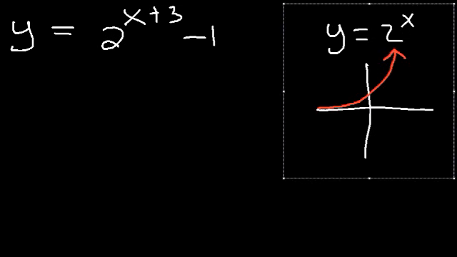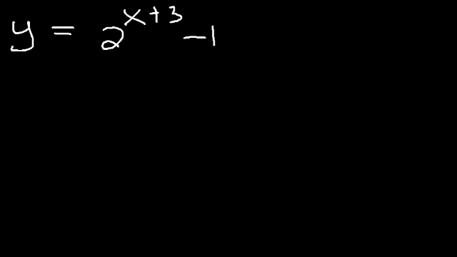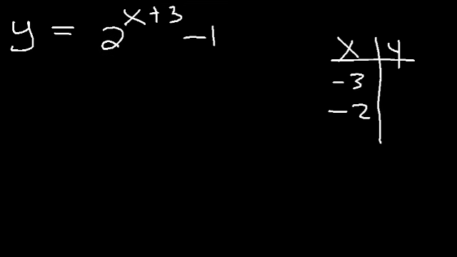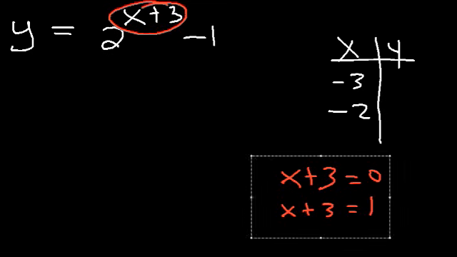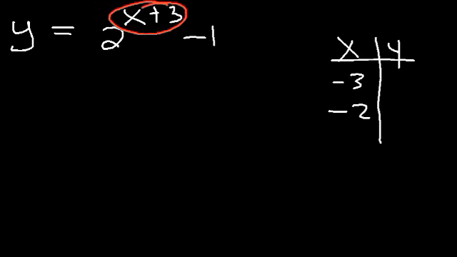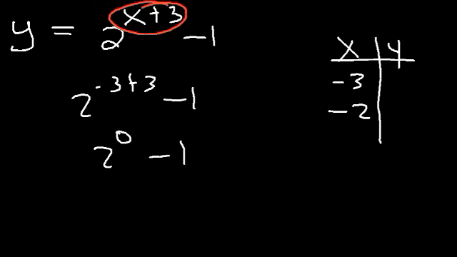But for most exponential functions, you could simply plug in points. The points that I would choose will be negative 3 and negative 2 for x. If you're wondering how I got those points, set the exponent, the x plus 3, equal to 0 and 1. If you solve for x, you're going to get negative 3 and negative 2. Now, if you plug in negative 3 for x, negative 3 plus 3 is 0. And anything raised to the 0 power is 1. So 1 minus 1 is 0.